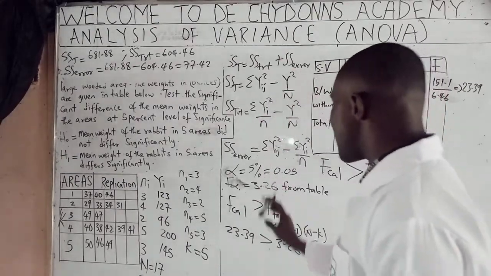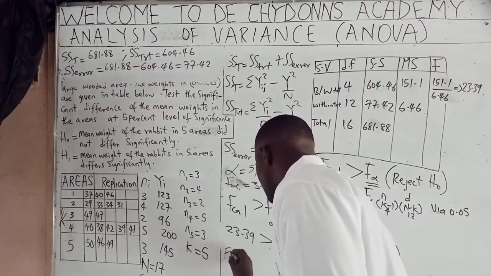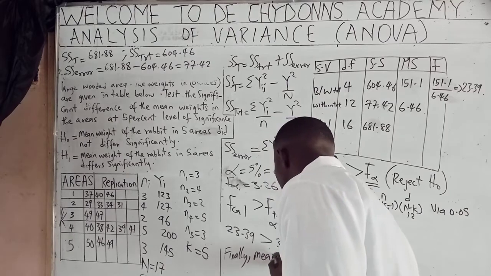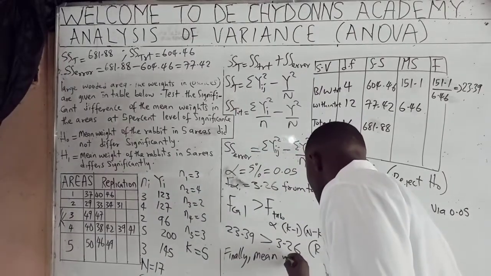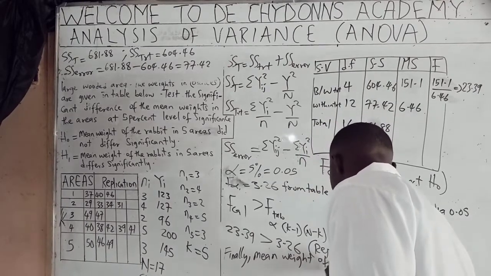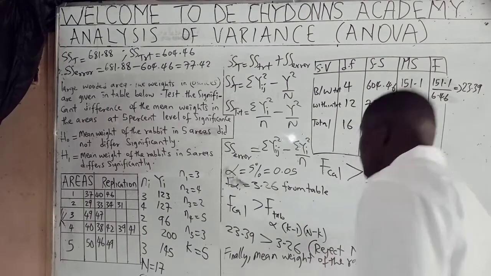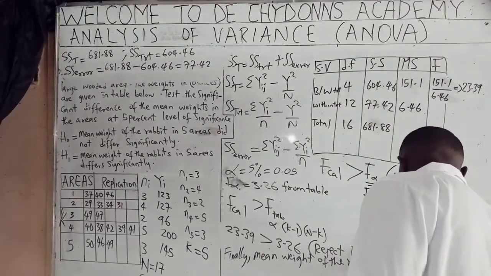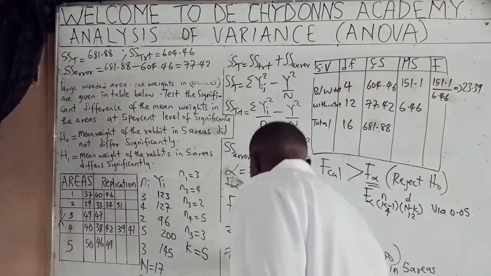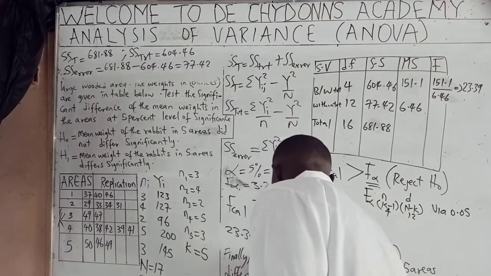So our conclusion will be that, from this experiment or from this interpretation, we realize that finally we conclude that the mean weight of the rabbits in 5 areas differs significantly.